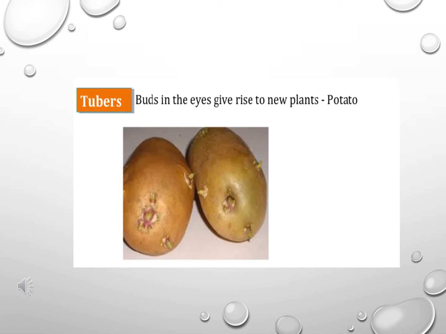Now we can find stem tubers in plants like potatoes. This part is a swollen apical part containing many nodes or eyes. Every eye has buds. New plants originate from these buds. So each bud can grow into a new plant.